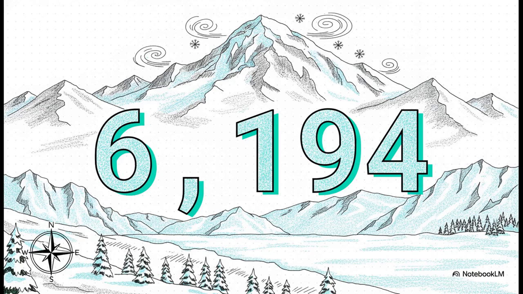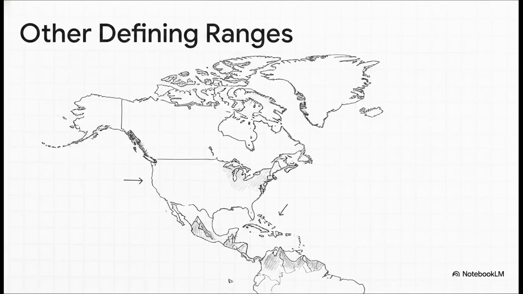This giant punches exactly 6,194 meters into the sky. That staggering altitude makes it the undisputed highest peak on the entire North American continent, acting as this freezing sentinel over the northern landscape. Rounding out our physical map, we have a few other massive ranges that serve as the rugged skeleton of North America.